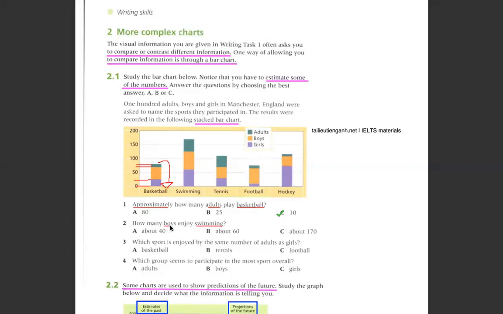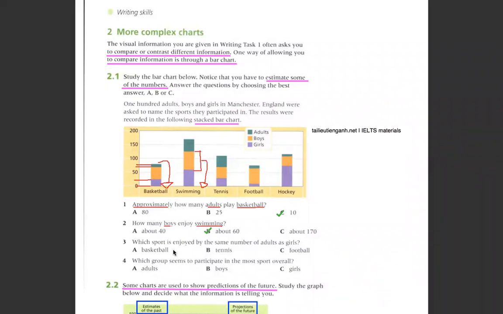All right, let's have a look at the next column, swimming. And how many boys? So now this is the yellow. So how many boys enjoy swimming? Type A, B, or C in the chat box. So again, imagine we're taking this block and we're putting it over here from 0. And yeah, it would be about 60.